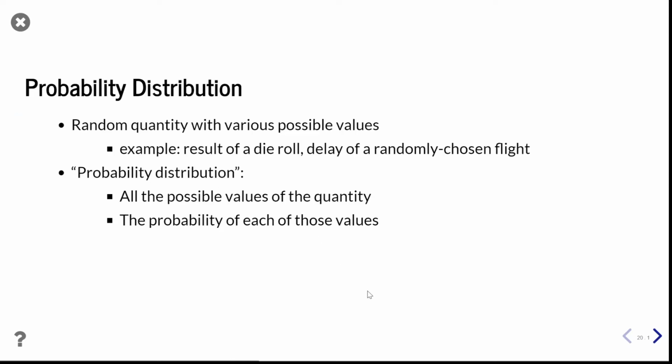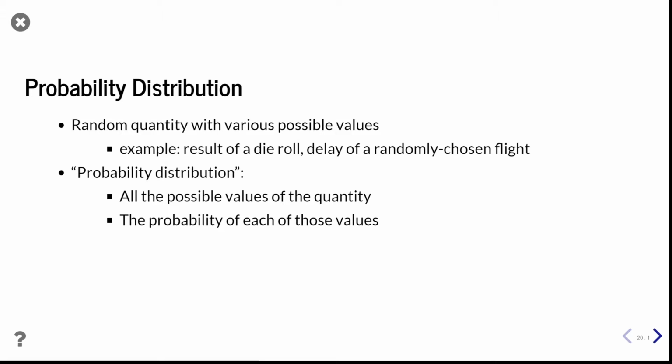Distributions are an important concept which we'll be seeing a lot more of from here on out. So suppose you have a random quantity, for example, the result of a die roll, or the delay of a randomly chosen flight. A probability distribution has all of the possible values of the quantity. For example, the result of a die roll, 1 through 6, and the probability of each of these values. So the probability that you see a 1, the probability that you see a 2, and so forth.